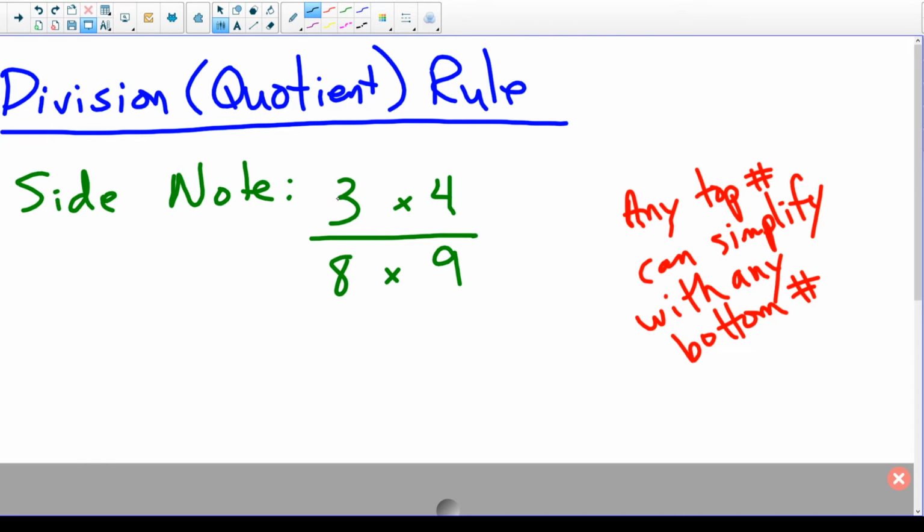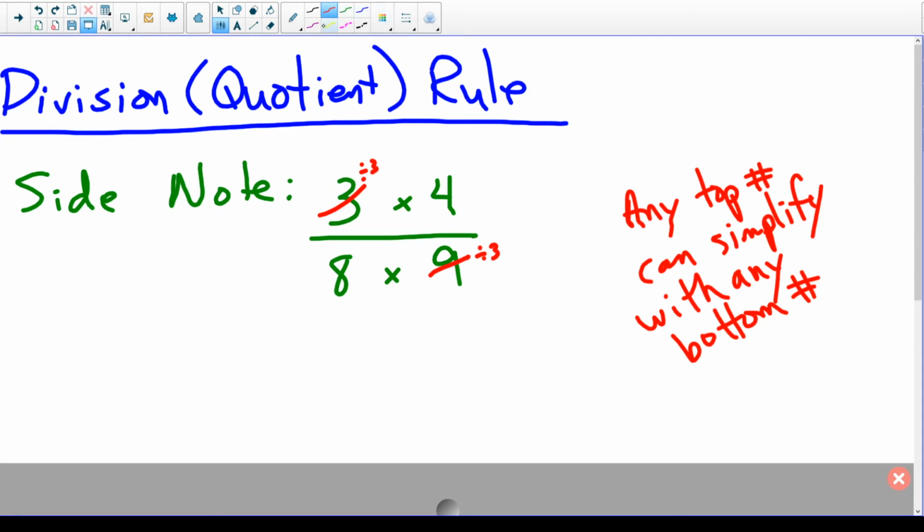So this 3, even though it's written above the 8, is technically also above the 9. You can rearrange these in any order you want. We just talked about commutativity. So I could write this as 4 times 3 at the top, and I could write this as 9 times 8 at the bottom, which means that that 3 and that 9 are one on top of the other, and that 4 and that 8 are one on top of the other. Because that's the case, you can simplify both of these by dividing by 3.